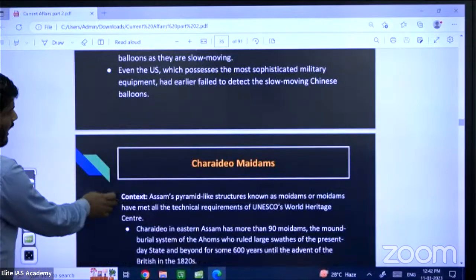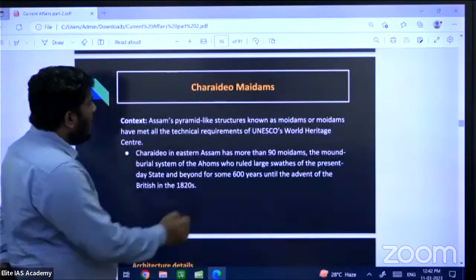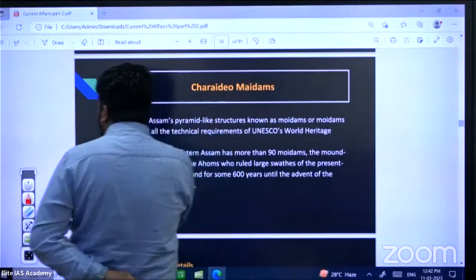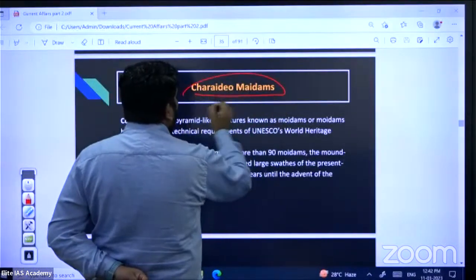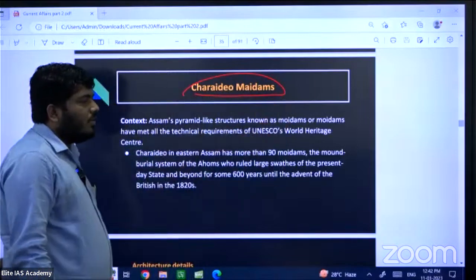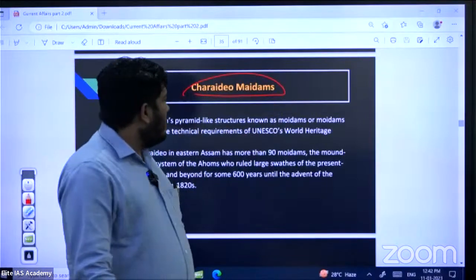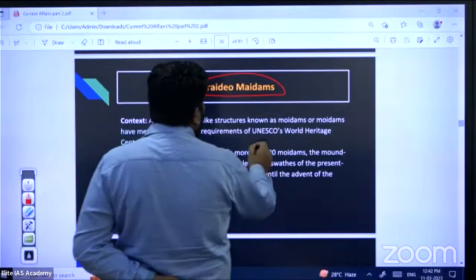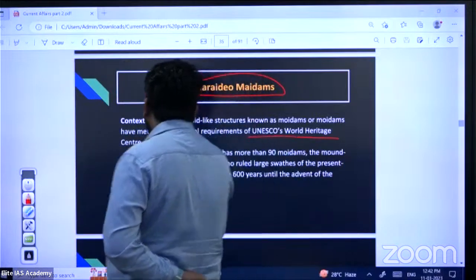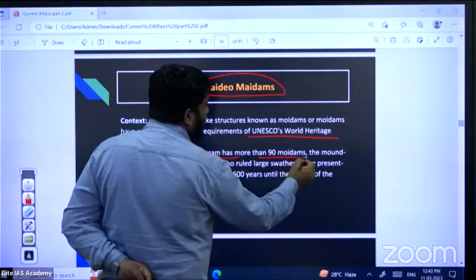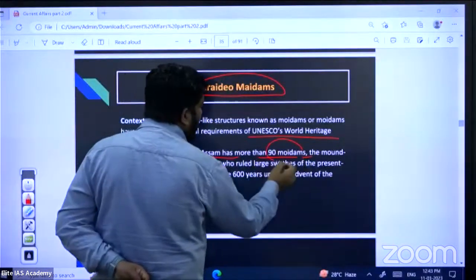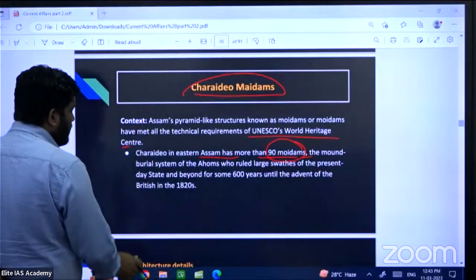Next topic is Charaideo Maidam. Why is it in the news? There was a home kingdom, and it had a specific shape of ground structure, which is in the news as it was included, or is ready to be included, in the UNESCO World Heritage list. It is in Assam, which has more than 90 such structures.